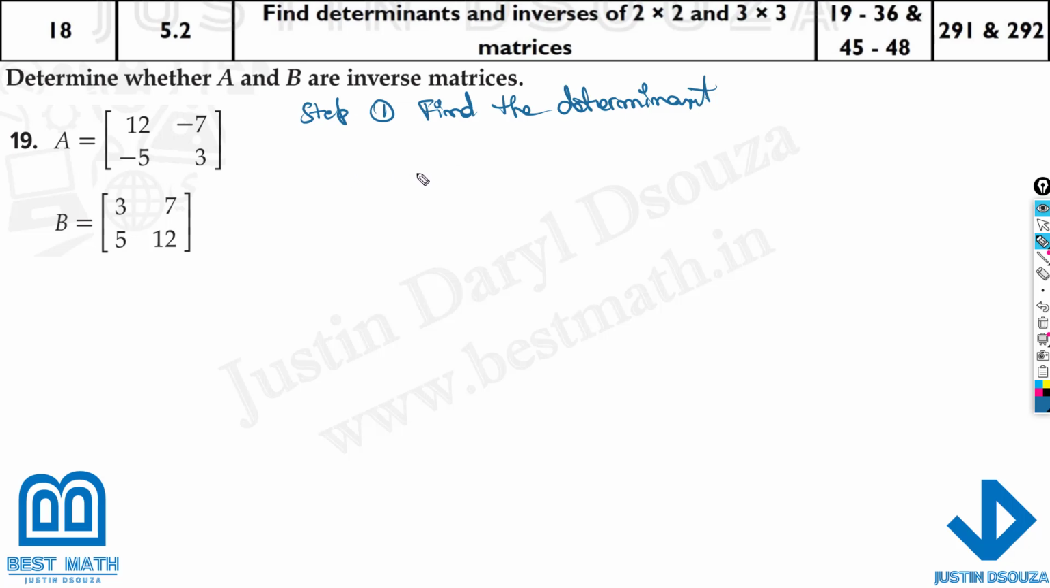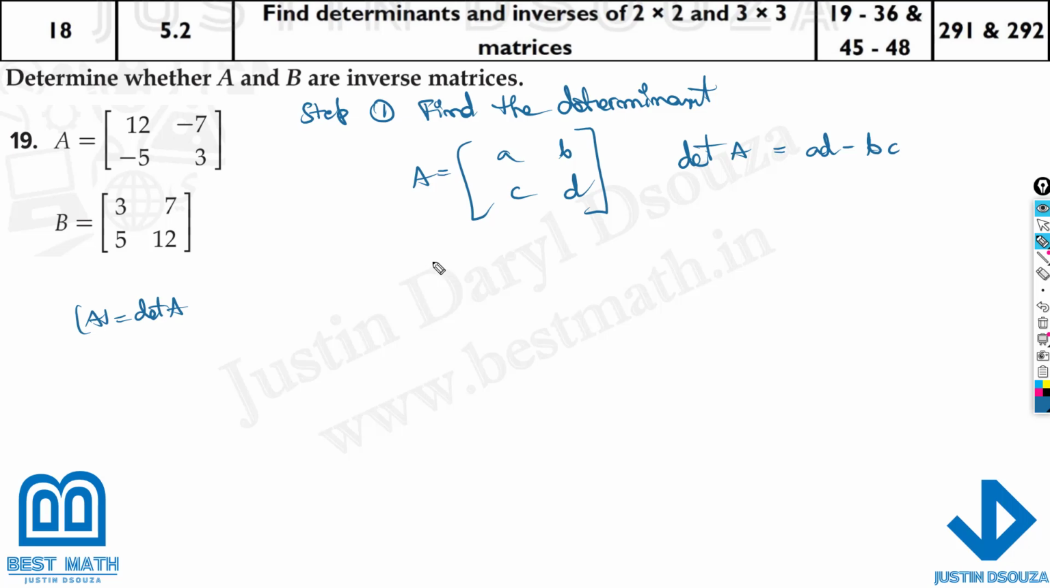The formula is, if you have A equals a, b, c and d, then determinant A, or you can write magnitude, it's the same thing. Determinant can also be written like this. This is called determinant A, and it will be equal to a times d minus b c, or c b. It's the same thing. Okay, this is the formula.